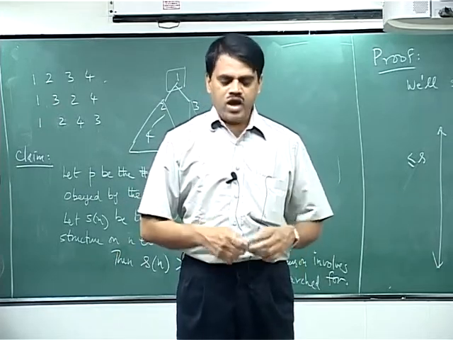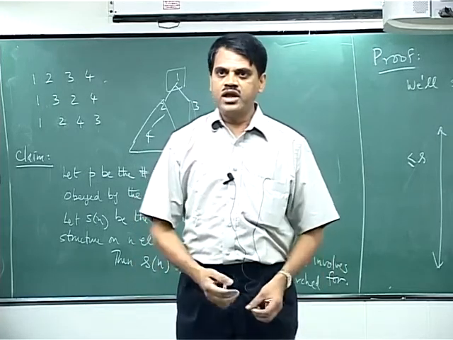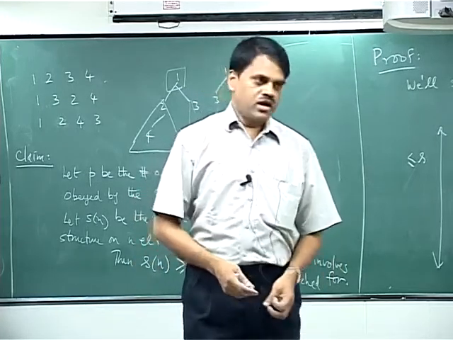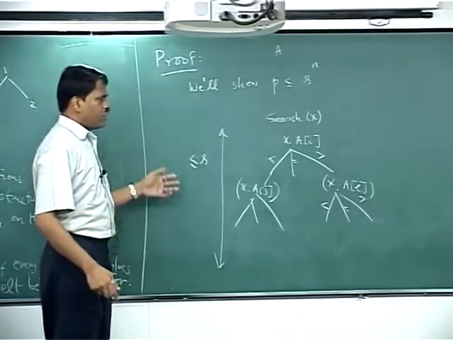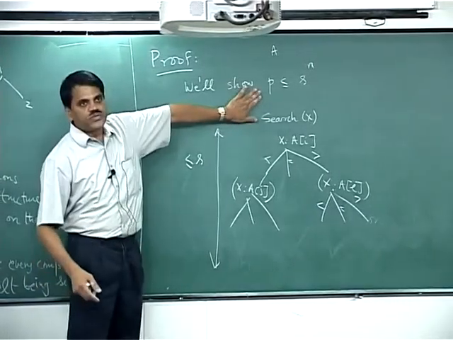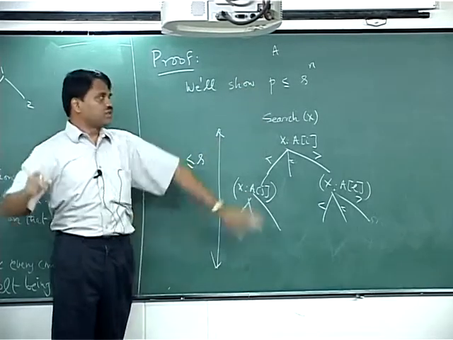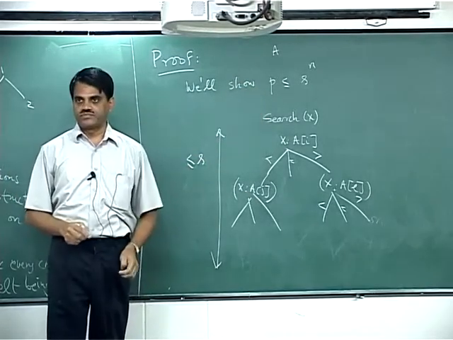And so, I have a search tree, and the question is, let us assume that the height of the search tree is at most s, and I want to argue that the number of permutations allowed by your input is at most s power n. Okay.